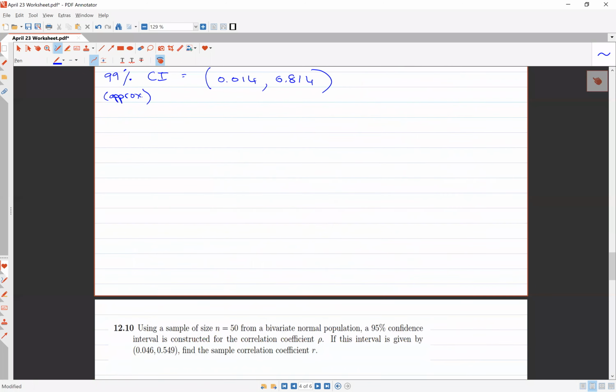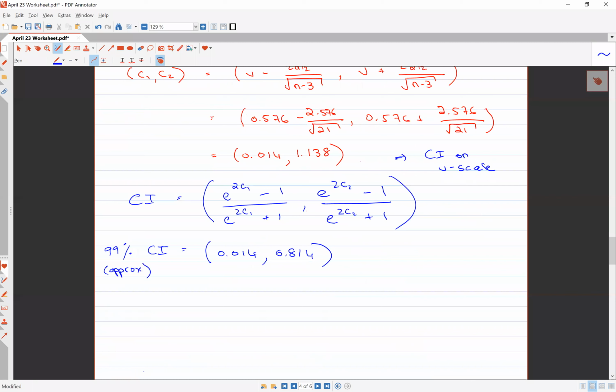Now we have one more, well, let's see, question first. And yes, if you are calculating a confidence interval for a correlation coefficient, you are always going to use the z-value or the normal distribution, but it will always be an approximation.